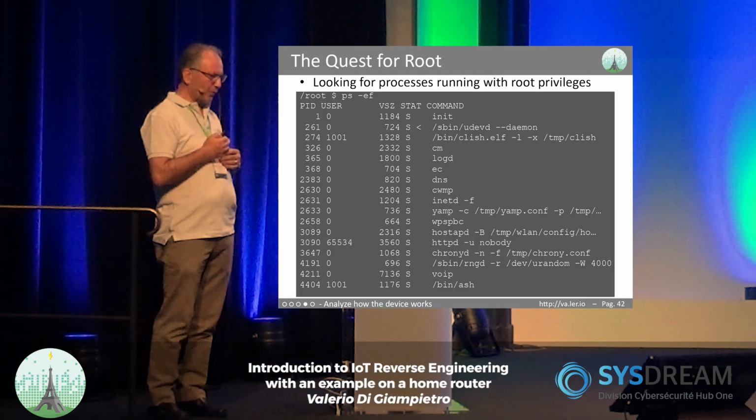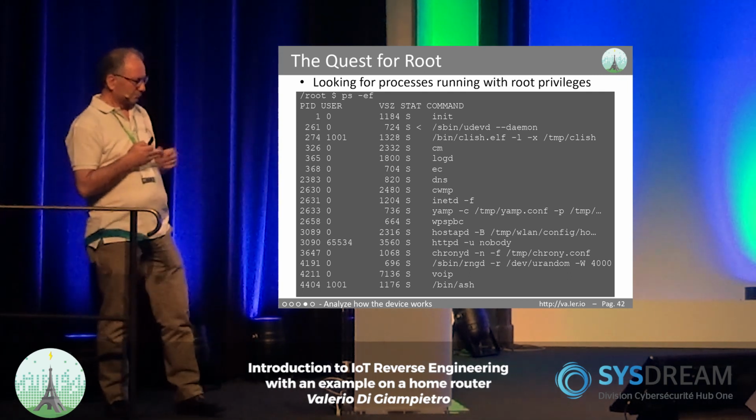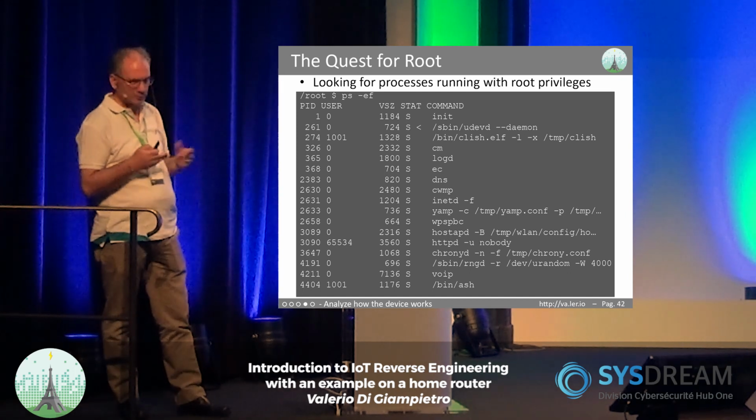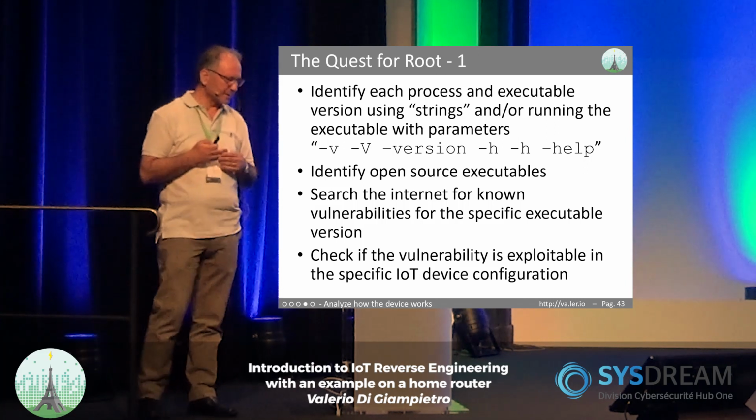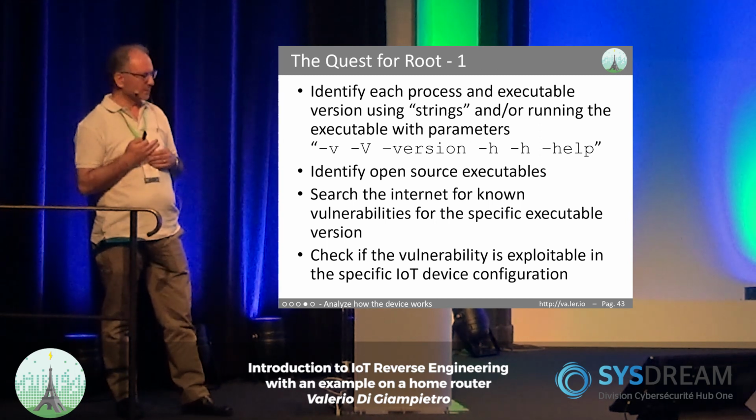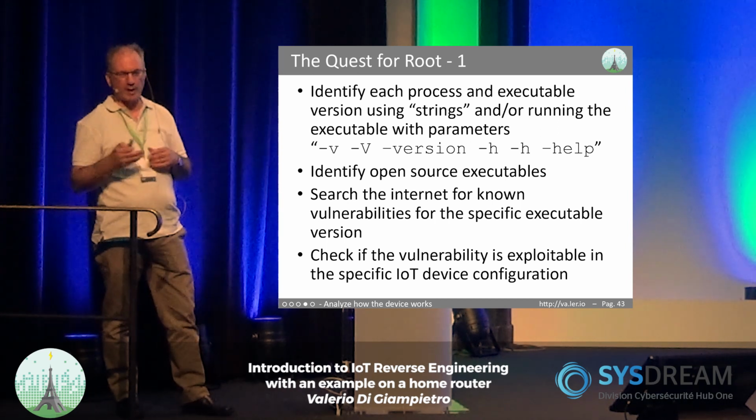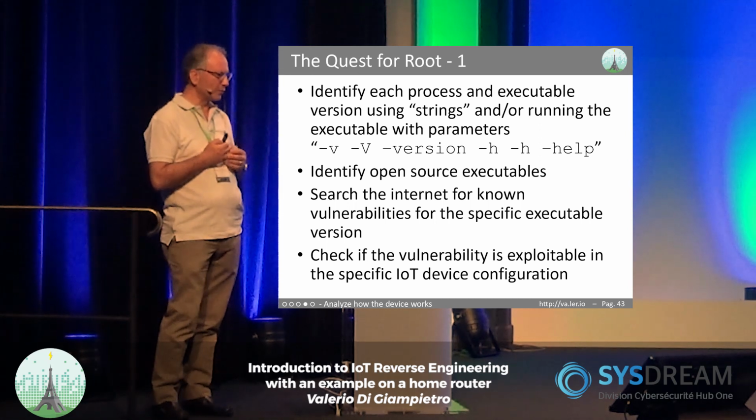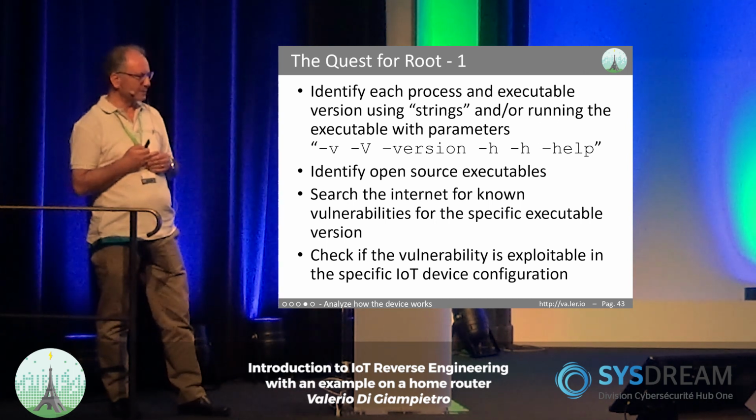So we start looking for processes running with root privileges, trying to find something to hack to become root. We start identifying each process and executable. We can use the strings command to see the strings inside, in this case to identify what the process does and its version. We can also try to run these executables on the target itself or in the emulated environment with -v for version or -h for help to identify the program and its version.